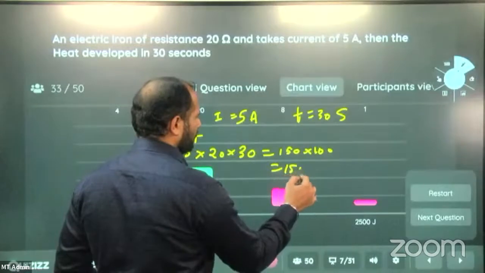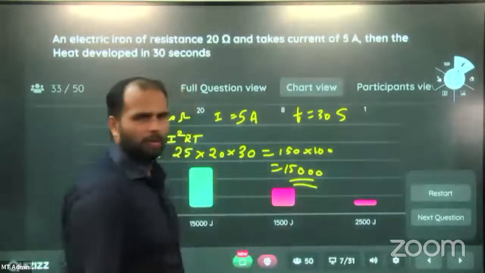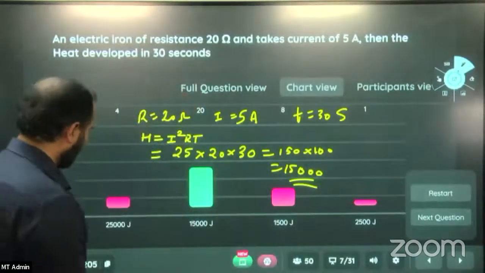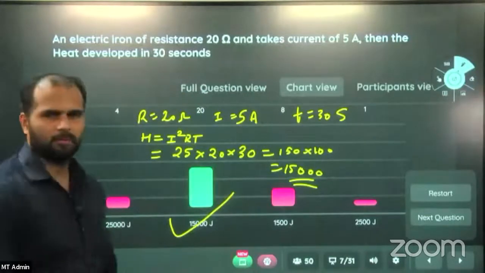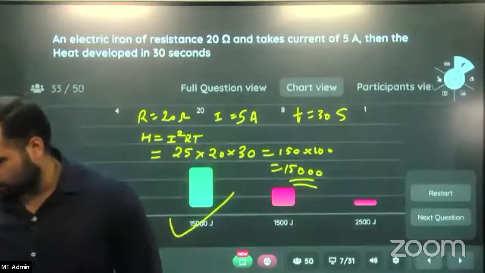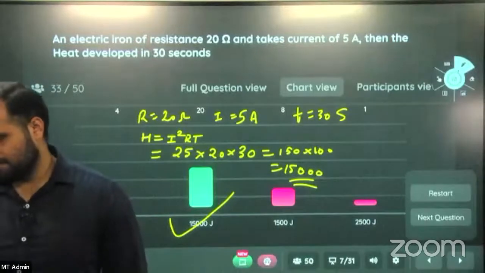That is your 150,000. Am I clear? 15,000, has any option? Yes, we got this option. Correct. Am I clear with the calculation part? Yes. Okay.